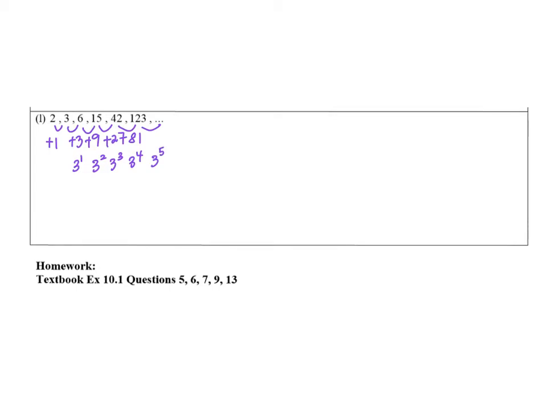And 3 to the power of 5 is 243. So for the next term, 1, 2, 3, 4, 5, 6, 7, term 7 will be taking 123 plus 3 to the power of 5, which gives me the number 366. That means term 8 will be 366 plus 3 to the power of 6. And that gives me the number 1095.